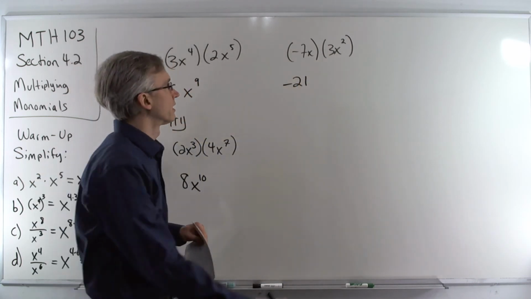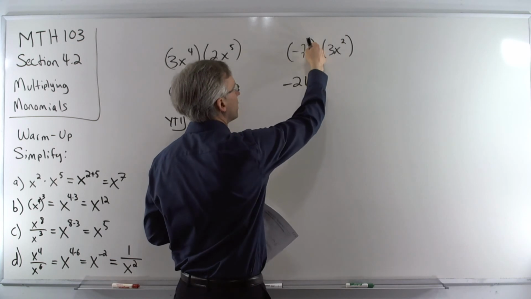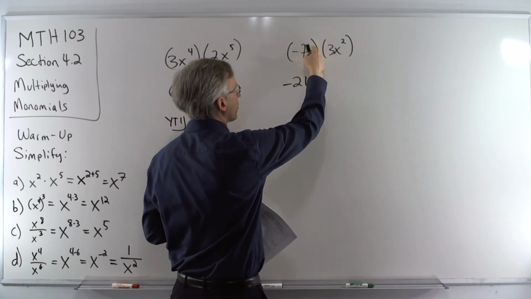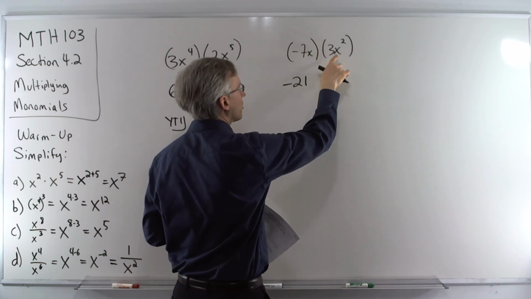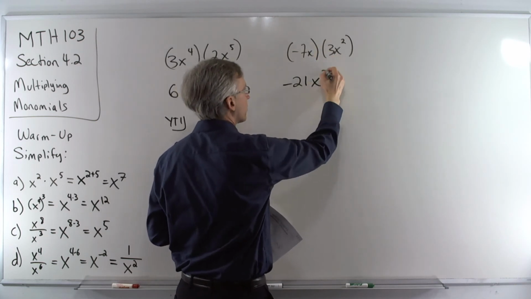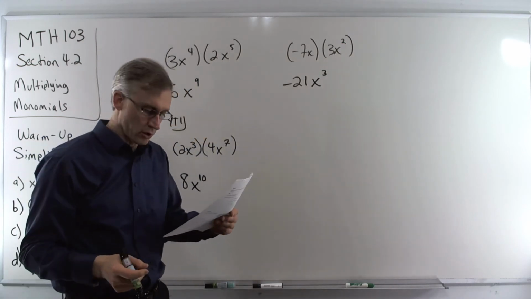Then we'll multiply the exponentials together. We got x with an exponent of 1 there, we just don't write it, and then x squared, so add those two together, 1 plus 2 is 3, that gives us x to the 3rd power. Negative 21, x to the 3rd. Your turn, number 2.